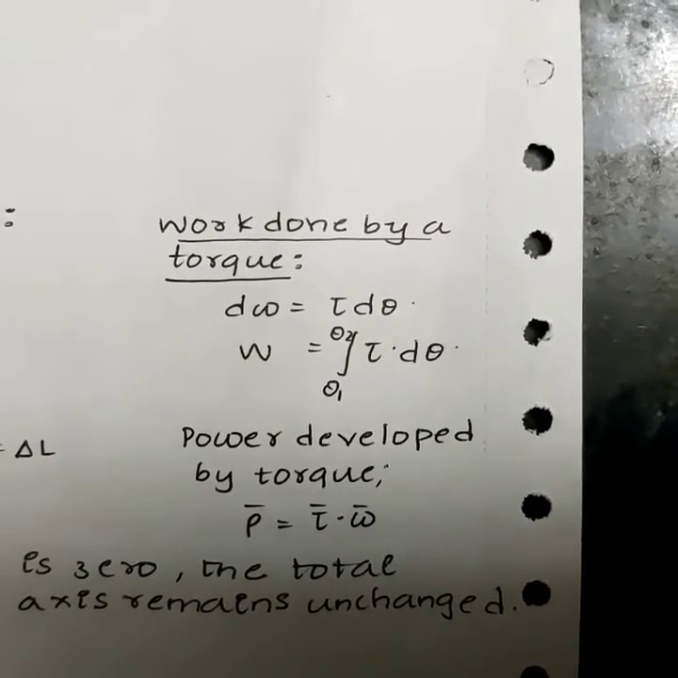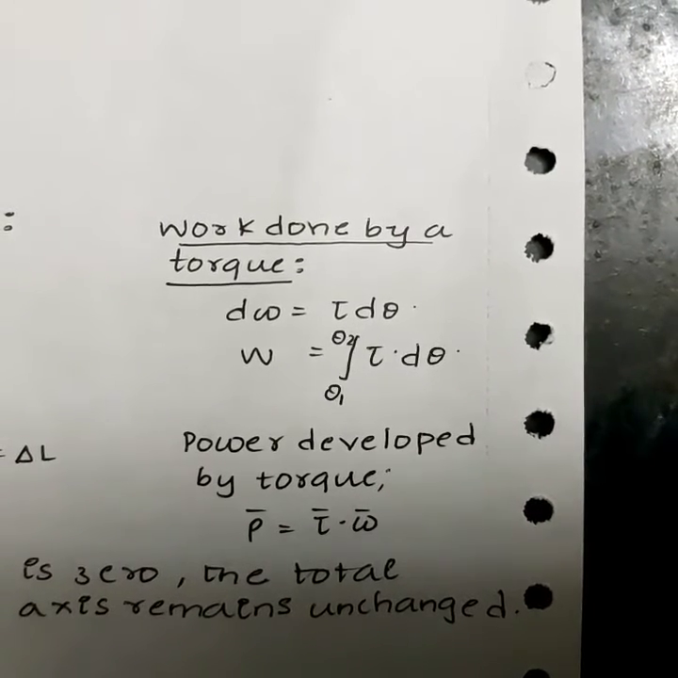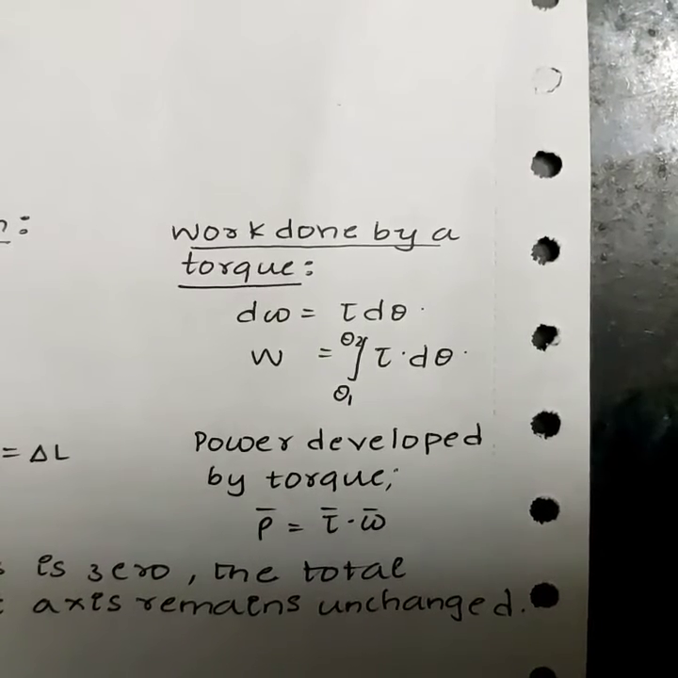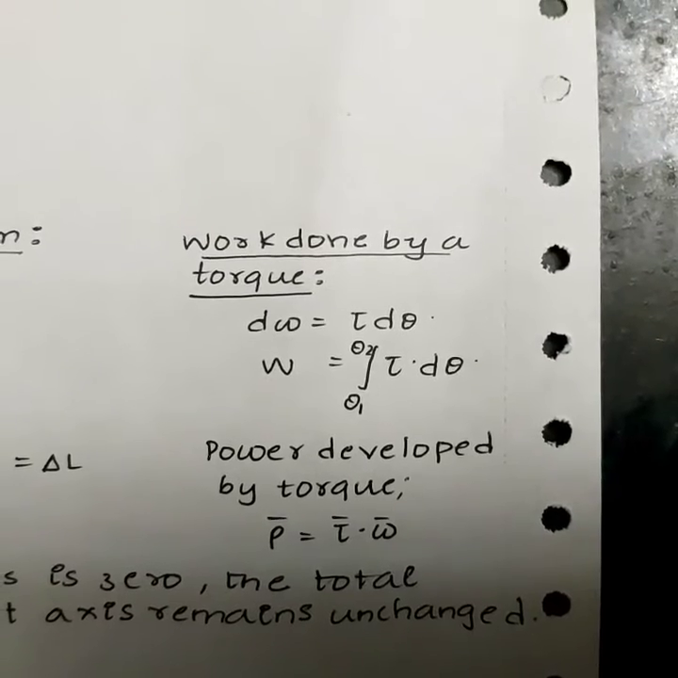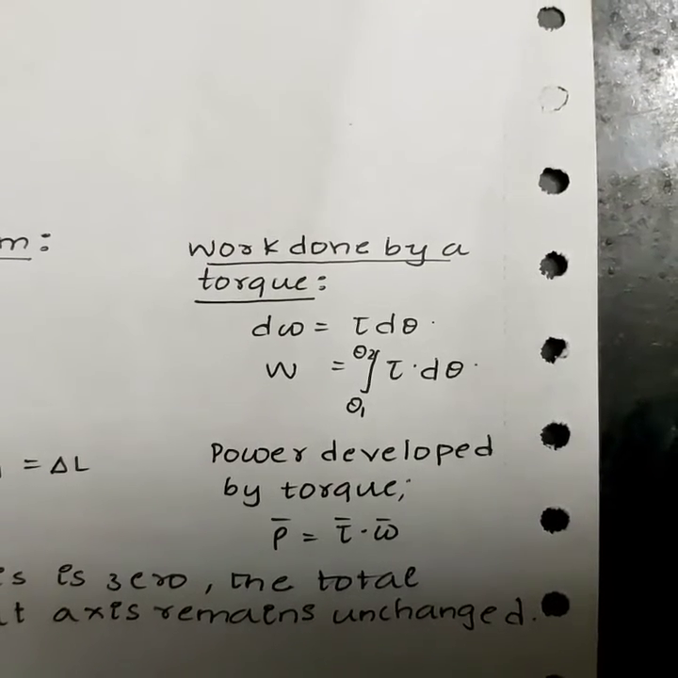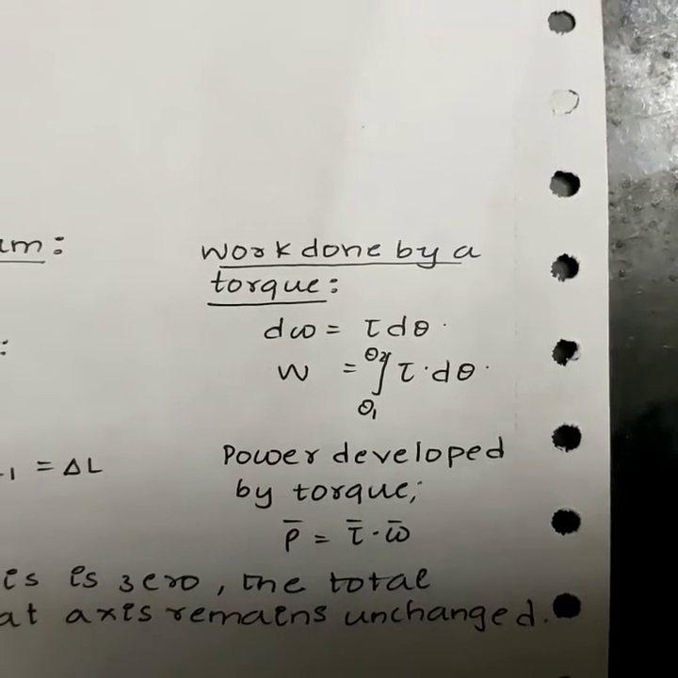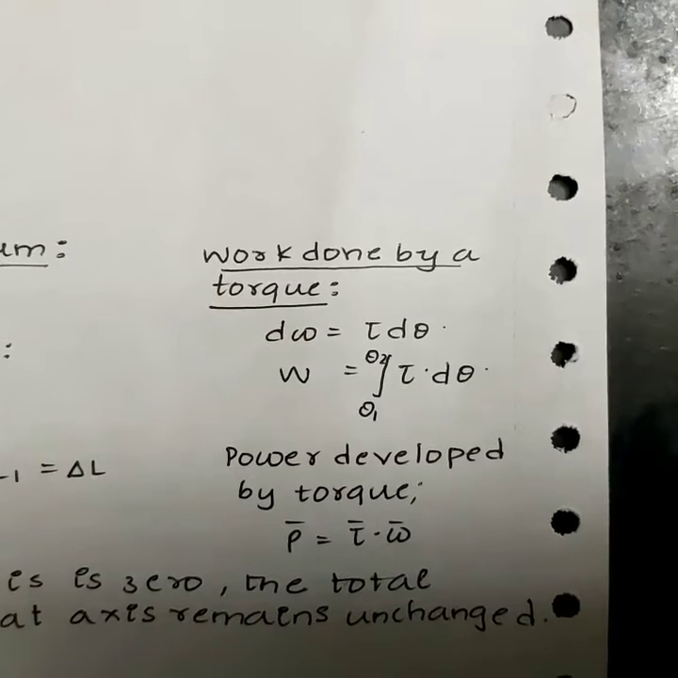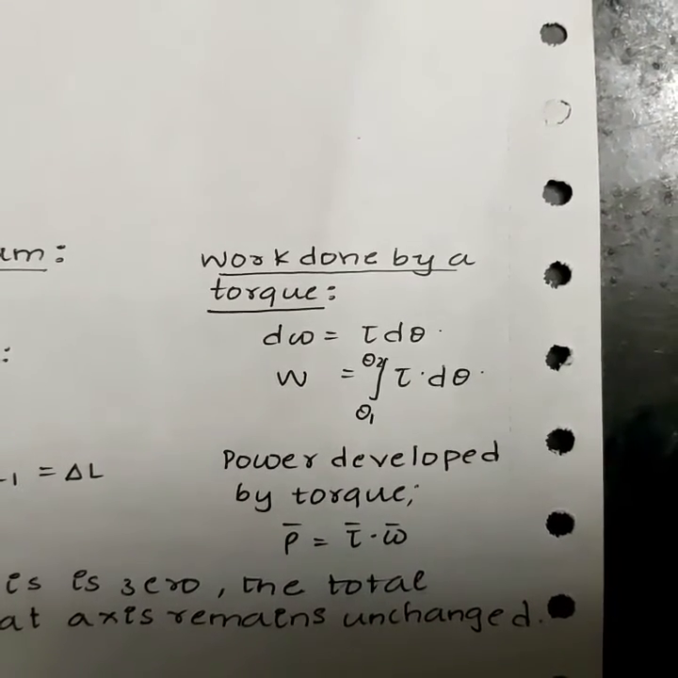Work done by a torque. If under the influence of a torque tau, a body rotates through an angle d theta, the work done by the torque is dW is equal to tau d theta. Work done is equal to the integral from theta 1 to theta 2 of tau d theta. Also, the power developed by a torque tau is given by P is equal to tau dot omega, where omega is the instantaneous angular velocity of the body.